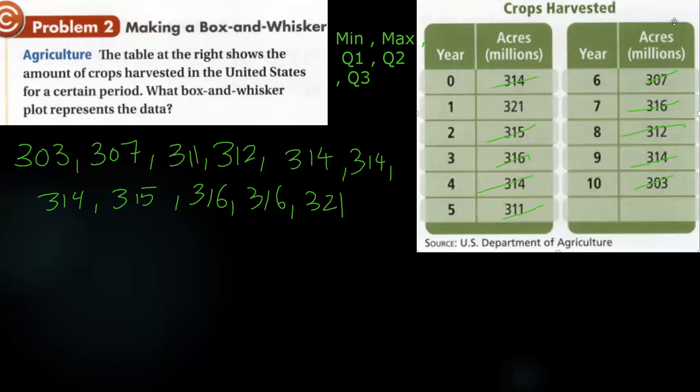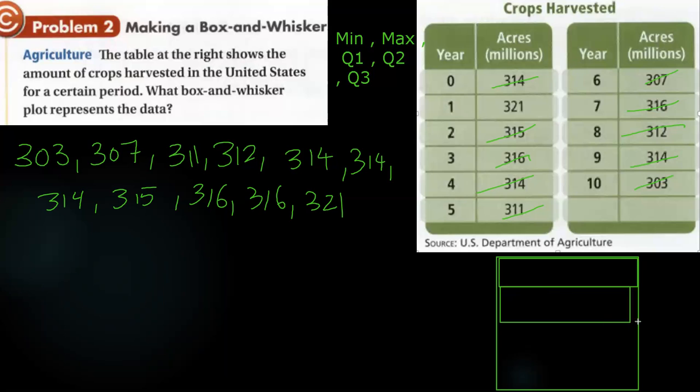As you see. Now, as I told you, what do we need to find now? Let's draw a table here in order to fill it with the five things that we need to find: minimum, maximum, Q2, Q1, and Q3. This is my table now.